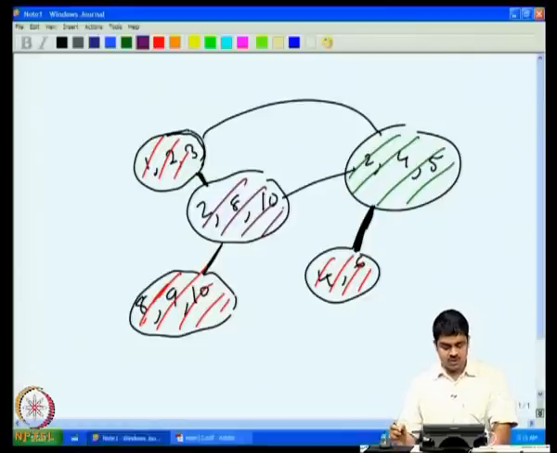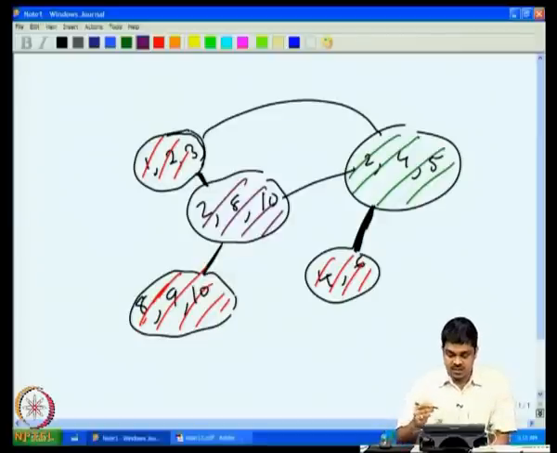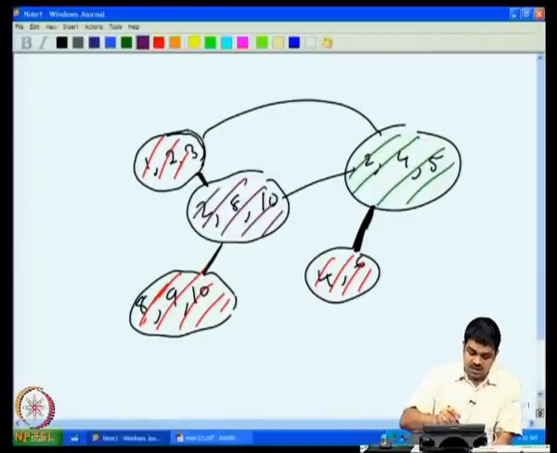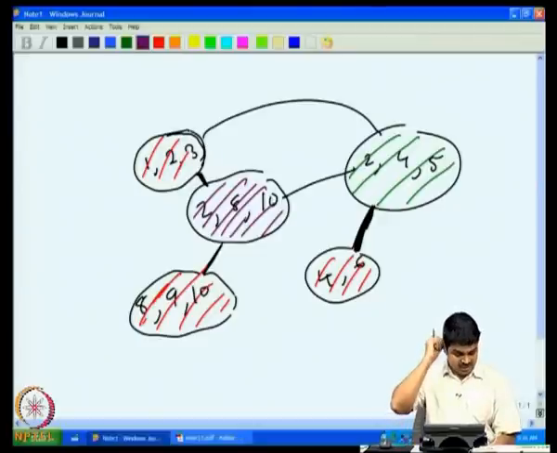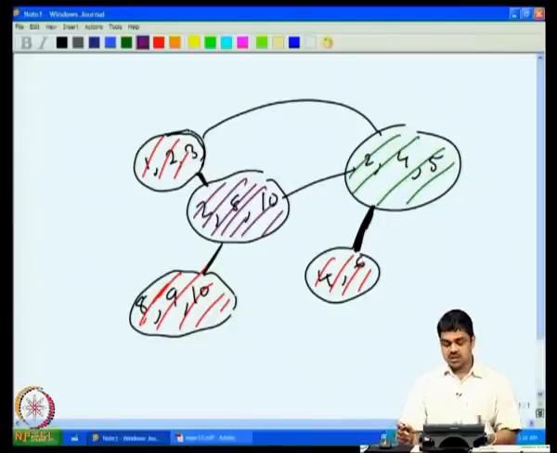Here I used some colors. The red color indicates the first day, the green color indicates the second day, and this violet color indicates the third day. So, 3 colors correspond to 3 days. We need 3 days to finish all these meetings, to schedule all the meetings. This corresponds to the graph coloring problem.